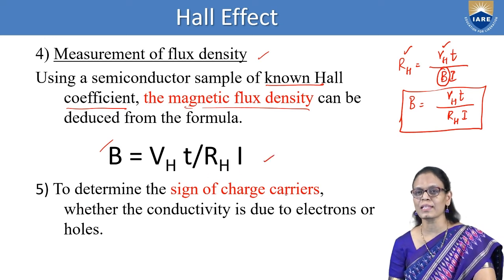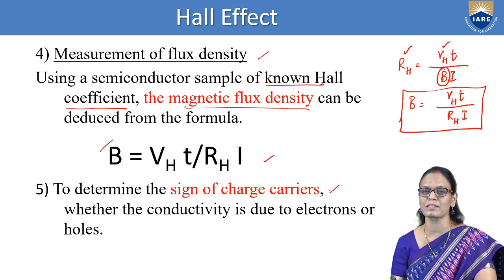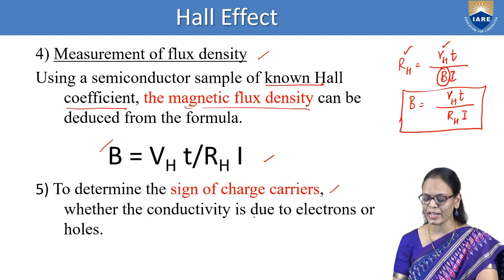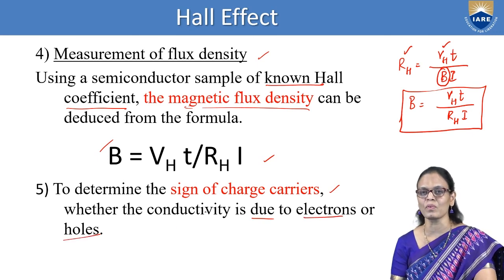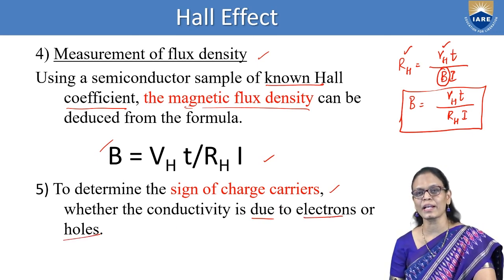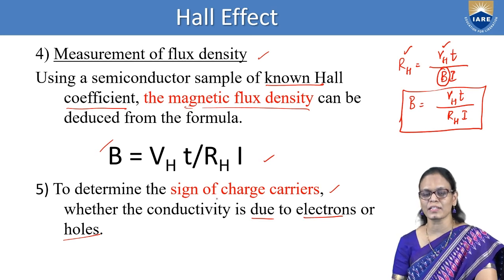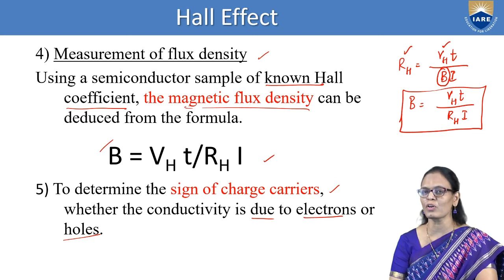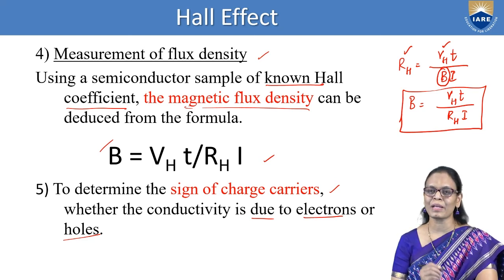Then to determine the sign of the charge carriers, we have also seen this. So whether the conductivity is due to electrons or holes, we can know. If the conductivity is due to electrons, then the sign of the charge carriers is negative. So it is all related to each other. If you are getting the value of RH to be negative, it means it is due to electrons, that means it is N-type. In N-type, electrons are the majority carriers and their sign is negative. So to determine the sign of the charge carriers, we are using this.